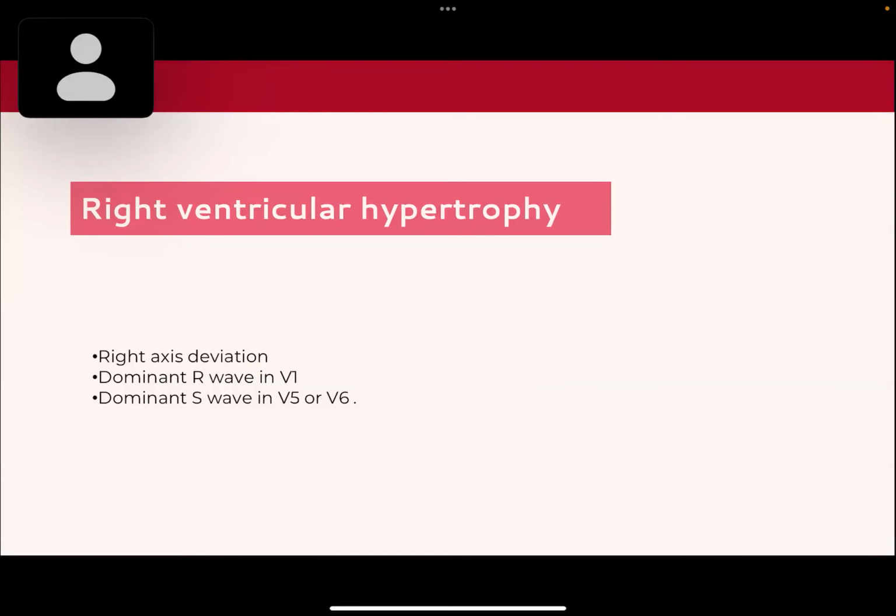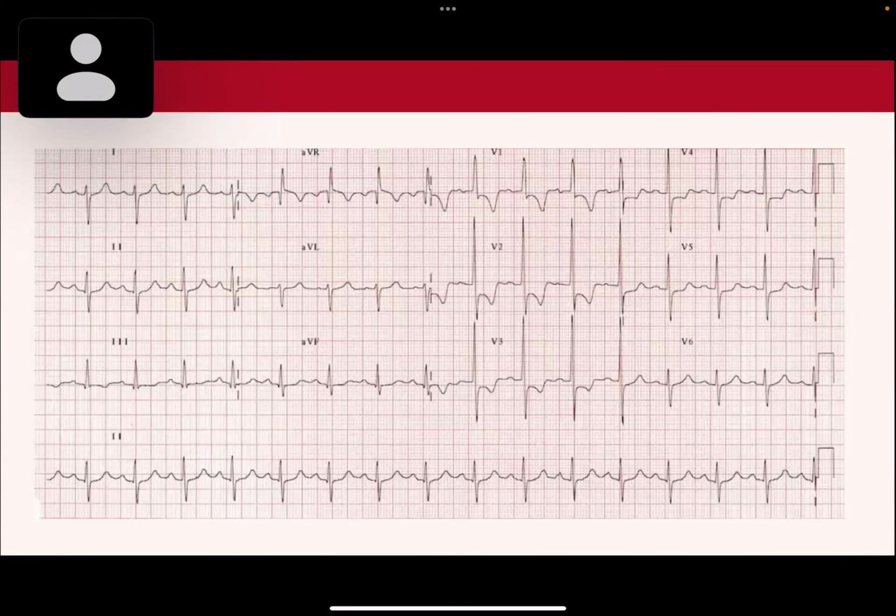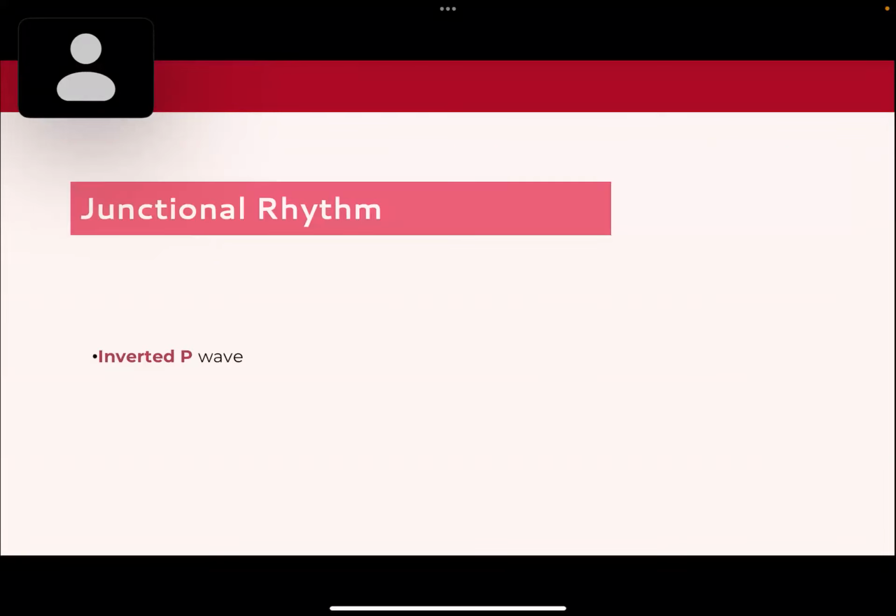Okay. RVH, you can just see a right axis deviation or a dominant R wave only in V1 and a dominant S wave in V5 or V6. So if you look at V1, you have a dominant R wave only, and the S wave is normal. And then in V5 and V6, you have a dominant S wave. Okay, so this is right ventricular hypertrophy.